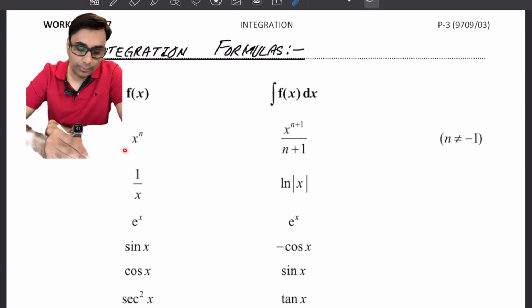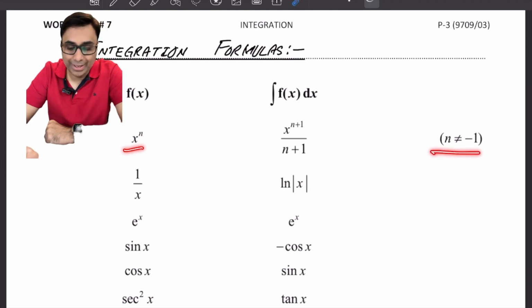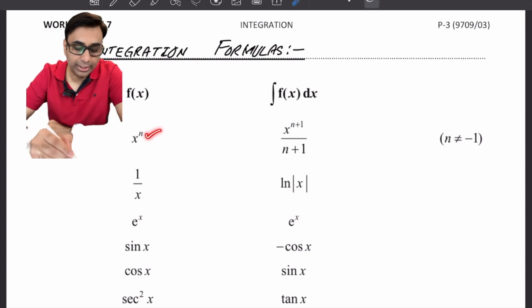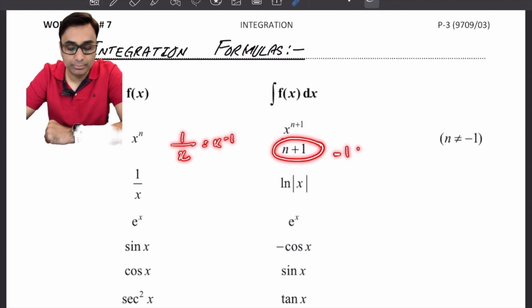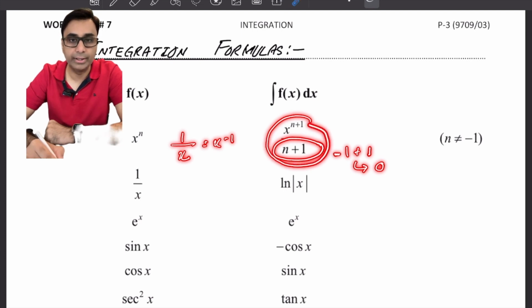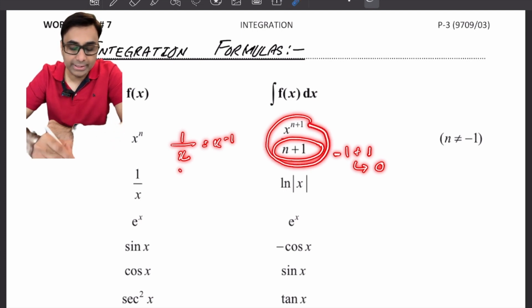But this formula is not applicable for n equal to minus 1. If n is equal to minus 1, it will become 1 upon x, or x power minus 1. And if you try and apply this formula onto this, then you will get minus 1 plus 1, that is 0 in the denominator, and that will cause this function to become undefined. So that's the only case where you cannot apply this power formula.